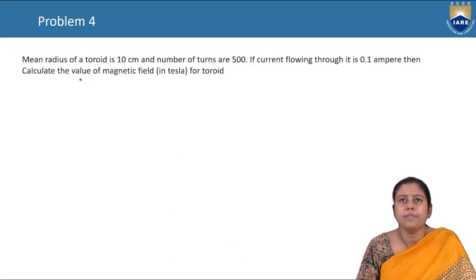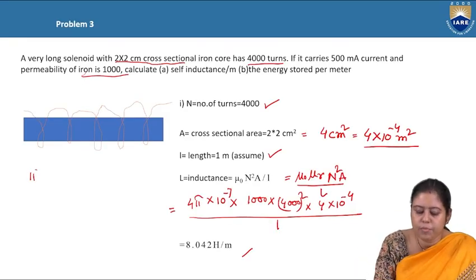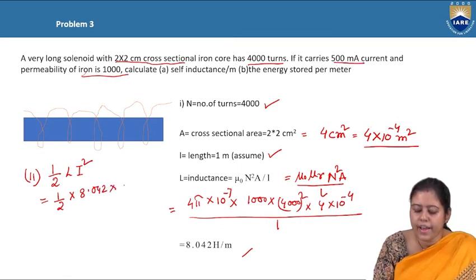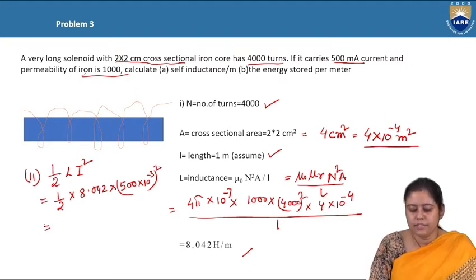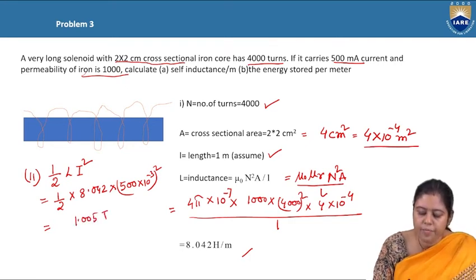So what is the second part? Second part is the energy stored. So what is the formula of the energy stored? Half L I square. So what is the value? Half L, where L value is 8.042, and I value is given as 500 milliampere square, and we will get the value as 1.0005 joule.